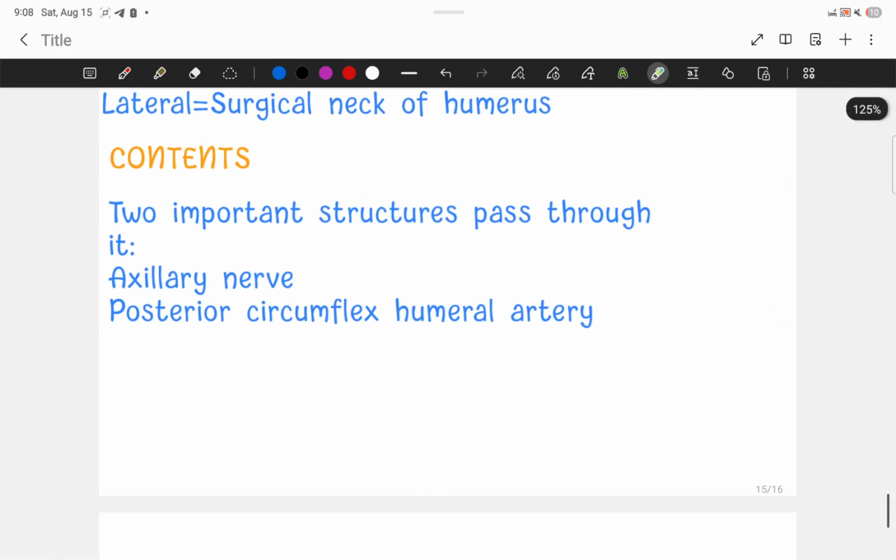So we talk about the contents. Two important structures pass through it: the axillary nerve and the posterior circumflex humeral artery. These two you need to memorize.